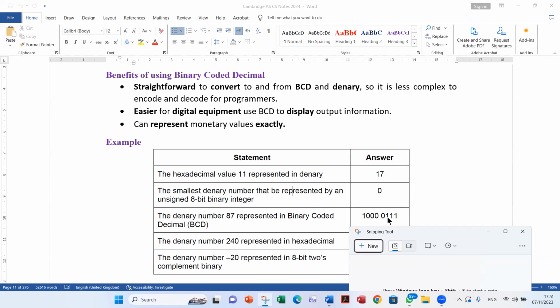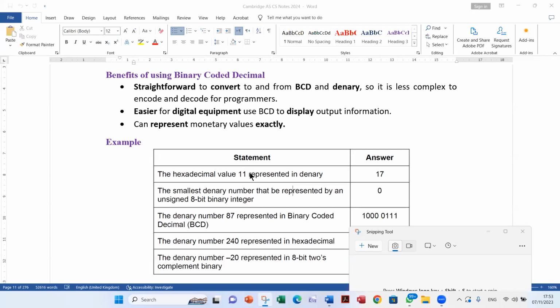The number 240 represented in hexa. Oh, you now have to do long division. Now I have to give you some time. Even me, I cannot do it that fast, because I need to divide 240 by 16 and find the remainder. The number -20 represented in 8-bit 2's complement binary. Go ahead and do the workouts. Work them out yourself, and I will show you the answers after a few minutes.